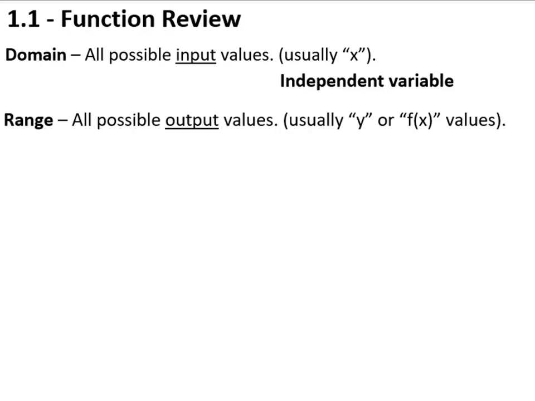Okay. Next is called the range. The range has to do with all possible output values. So this usually has to do with y, or in function notation, f of x values. So these are the values we get back out of our function when we plug in values for x. Okay, so this is usually our y's here. That variable is called the dependent variable. Its value depends on what we plugged in for the independent variable. What we plugged in for x determines what we get back for y.